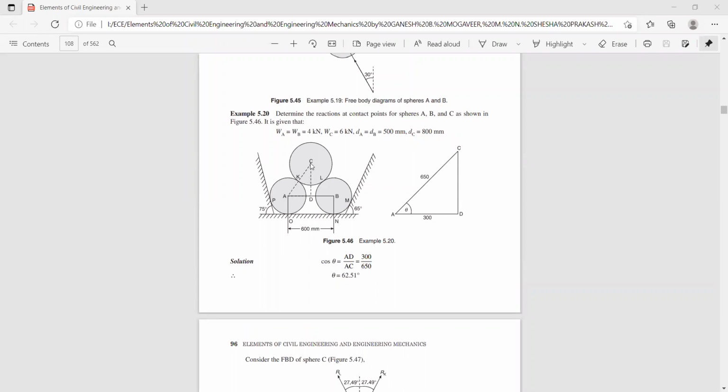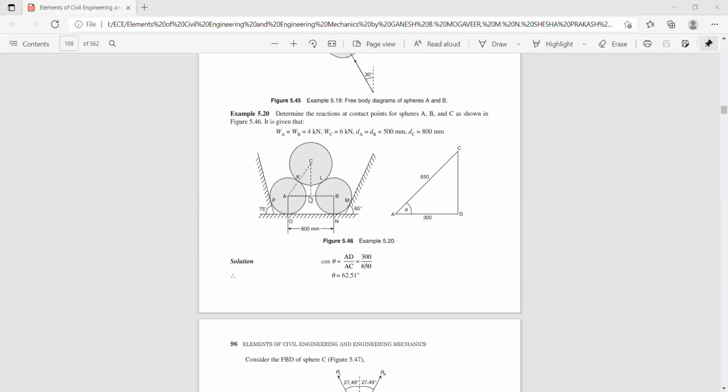So first you have to find this angle. Join the centers of sphere A and sphere C. Since the diameters have been given, DA is 500 millimeters, so the radius will be 250, and this is 600 millimeters, and obviously the radius is 400. So the distance AC is 600, and you drop a vertical from point C, which will cut the horizontal line AB at point D, and AD is 300 millimeters. This total is 600.